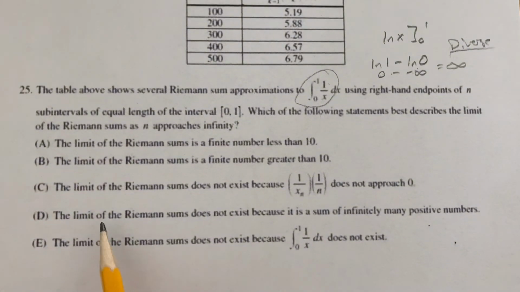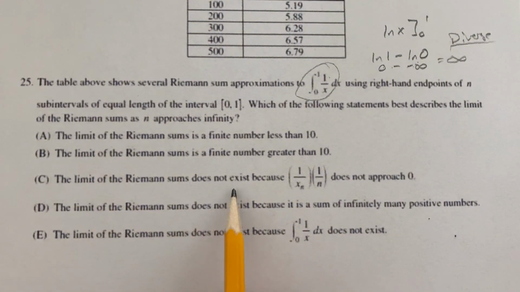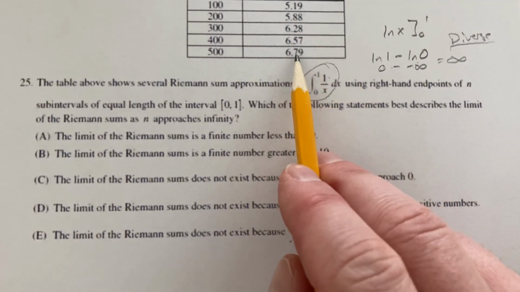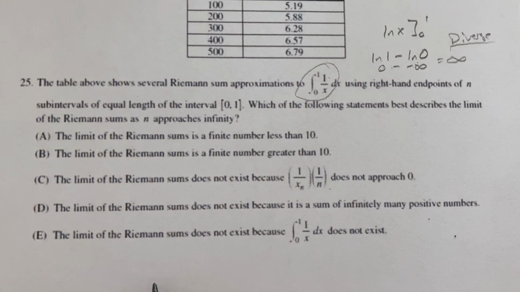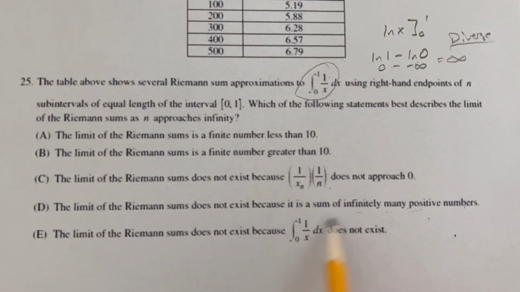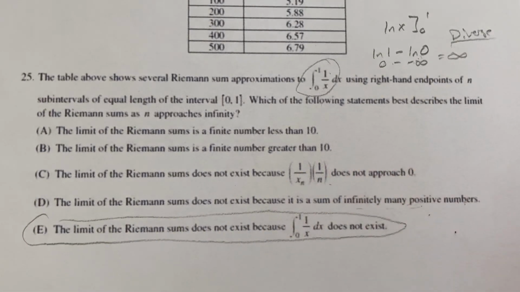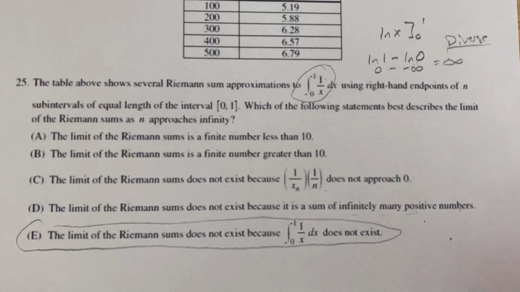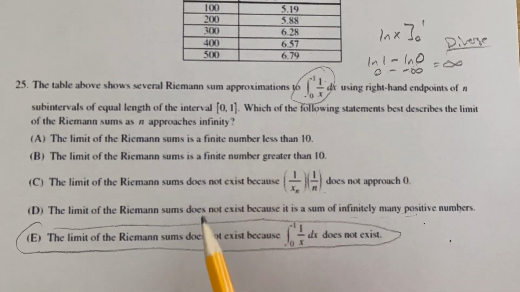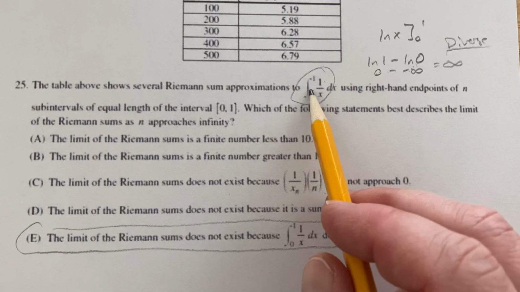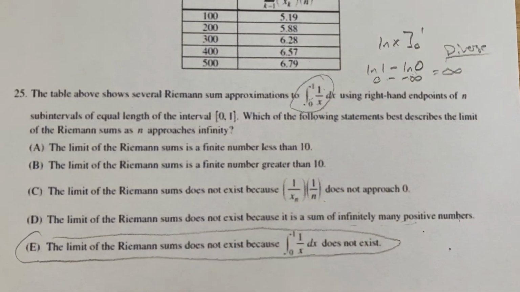So the limit does not exist, not because this doesn't approach 0, because it's not approaching 0. That's getting bigger and bigger. And it doesn't because it's a sum of an infinite number of positive numbers. No, we can add infinitely many positive numbers and still get a limit. It doesn't exist because the natural log of 0 doesn't exist, right? And again, kind of a tricky one to navigate, but if you come back to what we were talking about in the first place, maybe that would have helped guide you on that one.